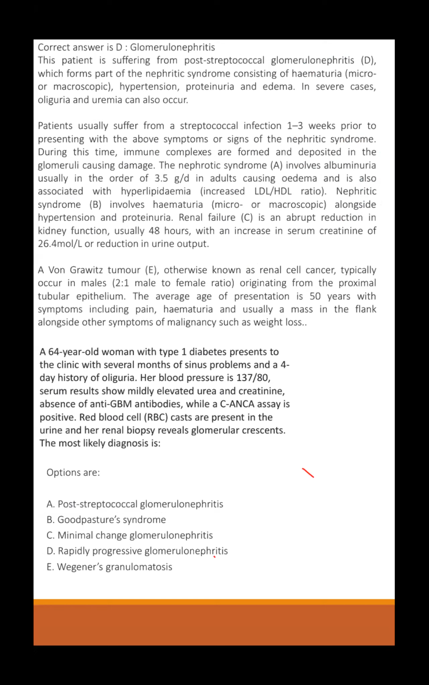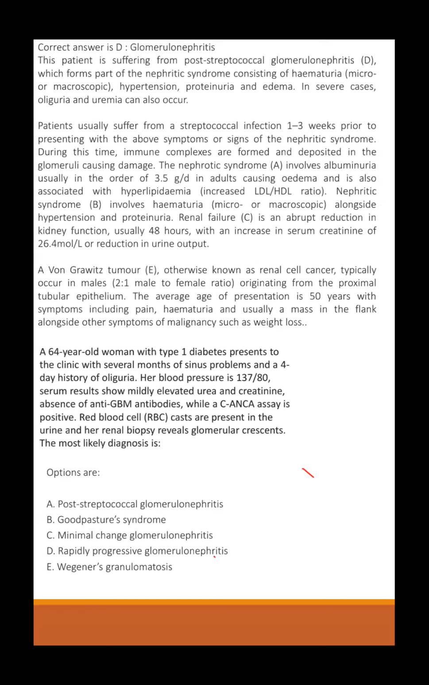A 64-year-old woman with type 1 diabetes presents to the clinic with several months of sinus problem. This is the clue, Wagner. And a 4-day history of oliguria. Her blood pressure is 137 on 80.